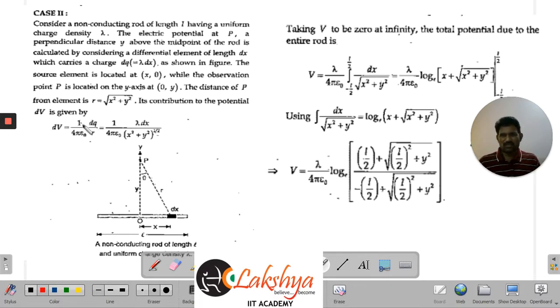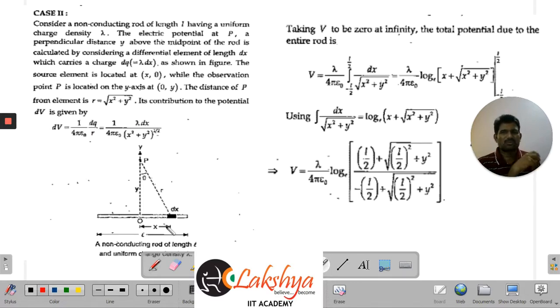First I am taking an element at a distance of x from the midpoint O, at this symmetrical point. We take the length of this element as dx, and it is at a distance of r from point P. Using this right angle triangle, you can write r as under root of r square plus y square. Now dV is equal to 1 by 4 pi epsilon naught dq by r.